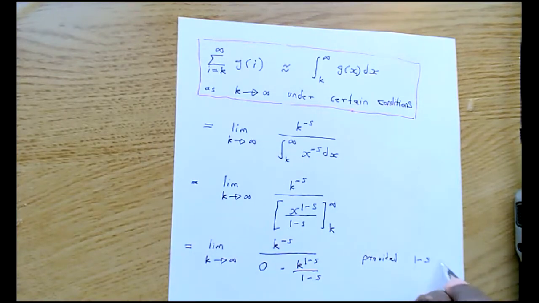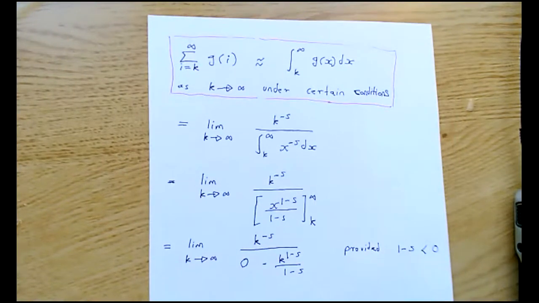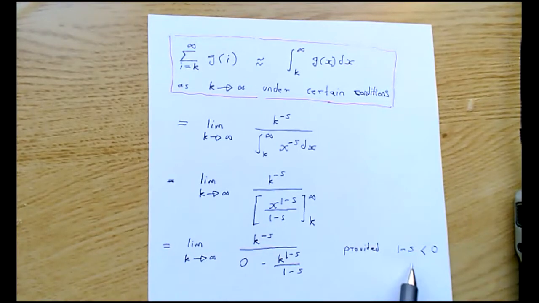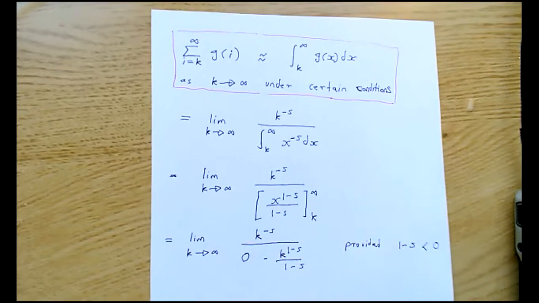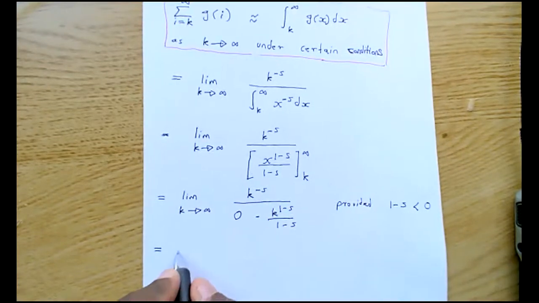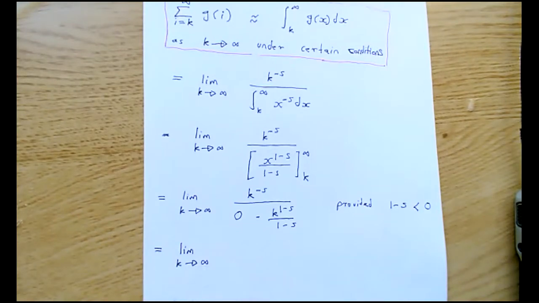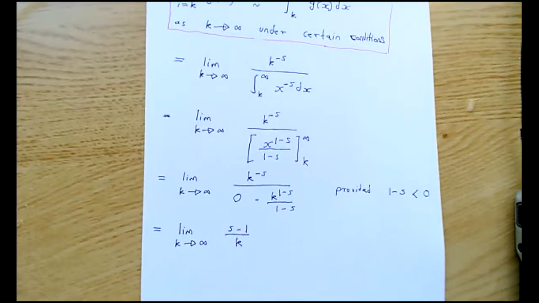provided that 1 - s is less than zero. Otherwise, you see, if 1 - s is not less than zero, then you cannot say that the limit is zero at infinity. So I need to assume that 1 - s is a negative number for the limit at infinity to be equal to zero, right? All right, so this becomes the limit as k goes to infinity of s minus one divided by k, right? And this is, of course, equal to zero.